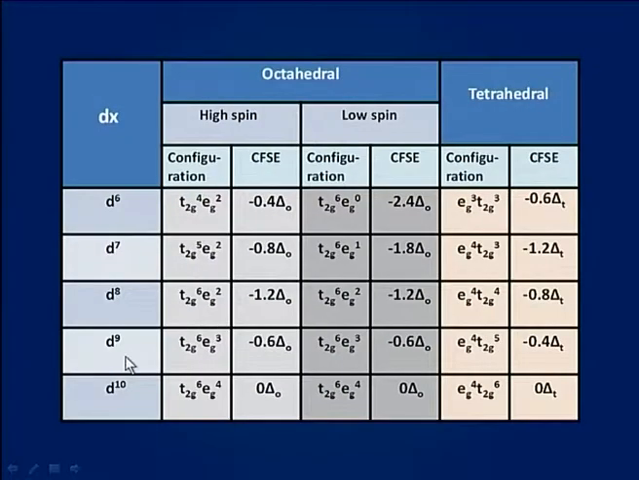Similarly, if we take an example of d9 configuration for high spin octahedral, you will get minus 0.6 Δo. For low spin octahedral also it is minus 0.6 Δo, but for tetrahedral it is minus 0.4 Δt. From these values, you can calculate the difference between crystal field stabilization energies for octahedral and tetrahedral complexes.